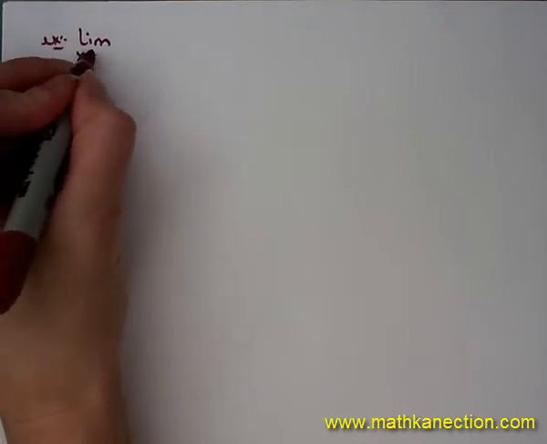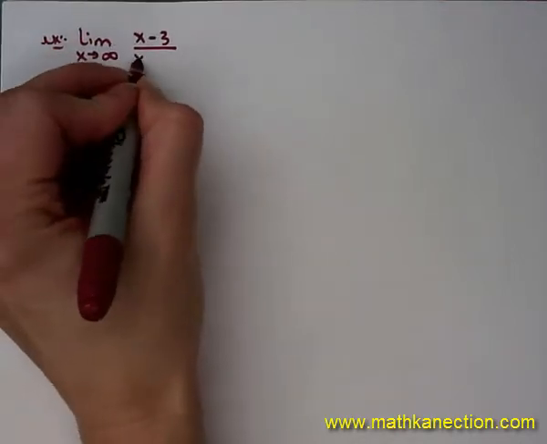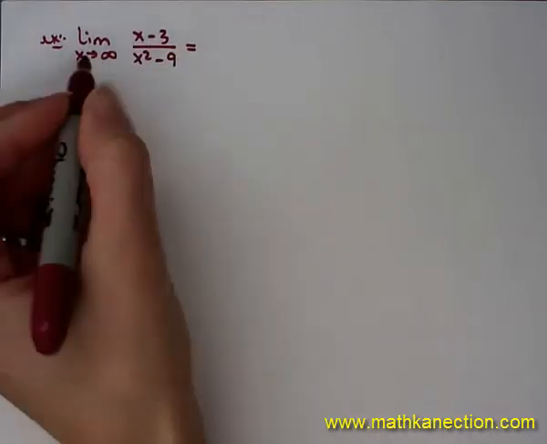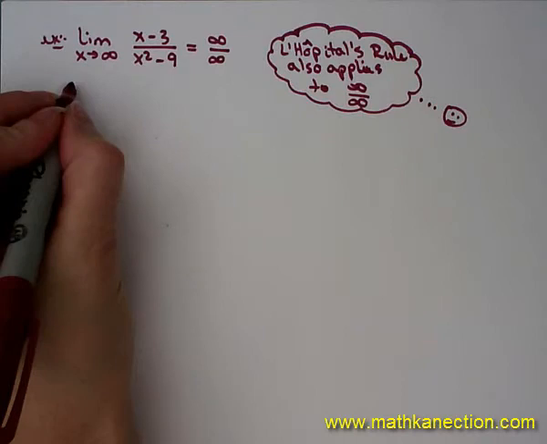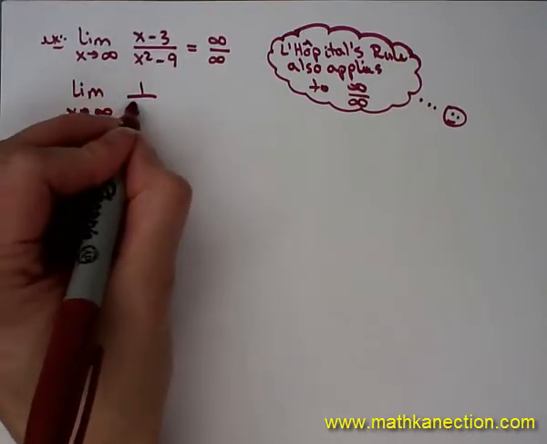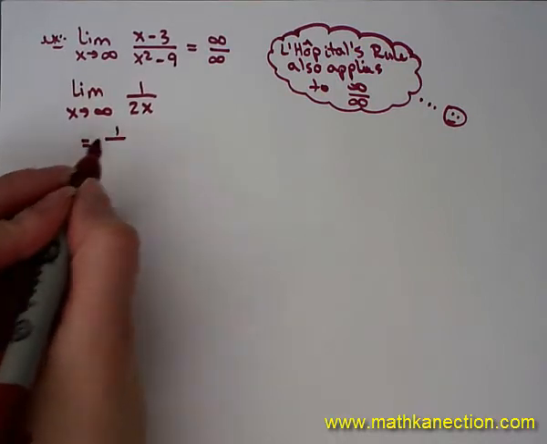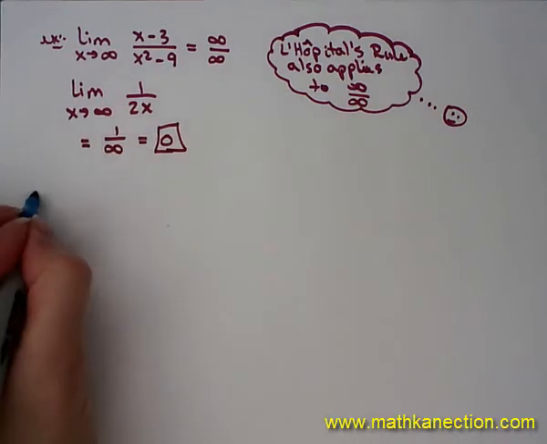Next example, we're going to look at the limit as x approaches infinity of x minus 3 over x squared minus 9. Substituting in infinity, we wind up with infinity over infinity. L'Hopital's rule also applies to infinity over infinity. So taking the derivative of x minus 3 is 1, and the derivative of x squared minus 9 is 2x. We get 1 over infinity, we substitute infinity, and the answer is 0.